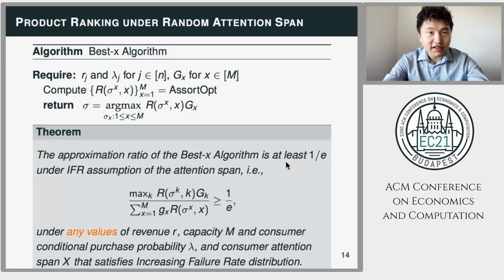we find the one that maximizes the term R sigma x times the tail probability capital Gx. Intuitively, the capital Gx is the probability that the customer will view at least X products. So this term is a lower bound of the revenue obtained by using sigma x as a display, and finding the sigma such that this term is maximized can be equivalently viewed as finding the ranking such that the lower bound of them is maximized.